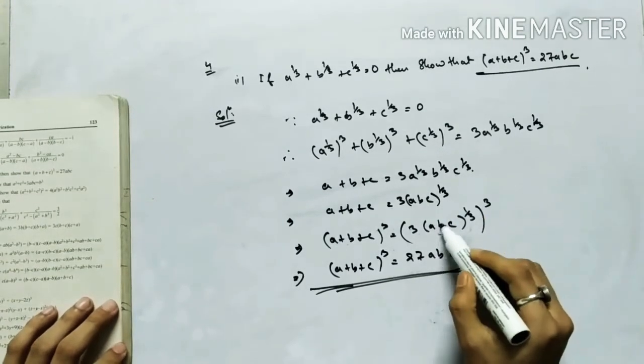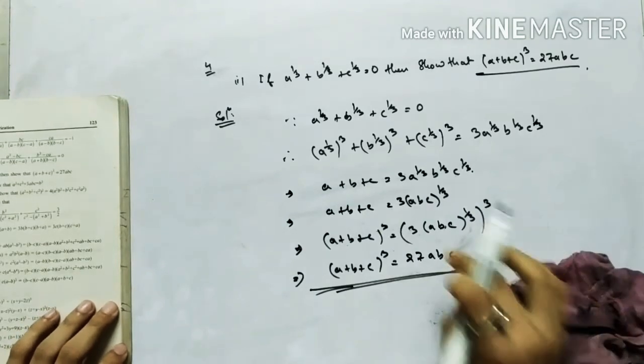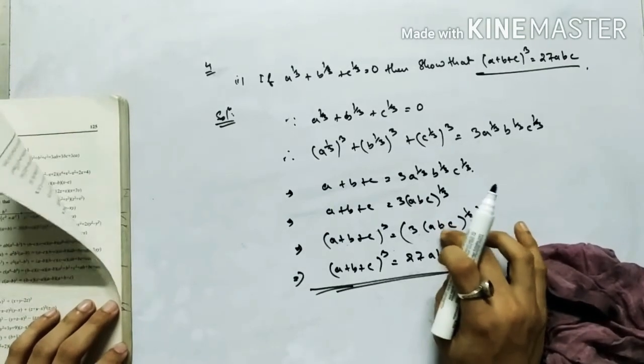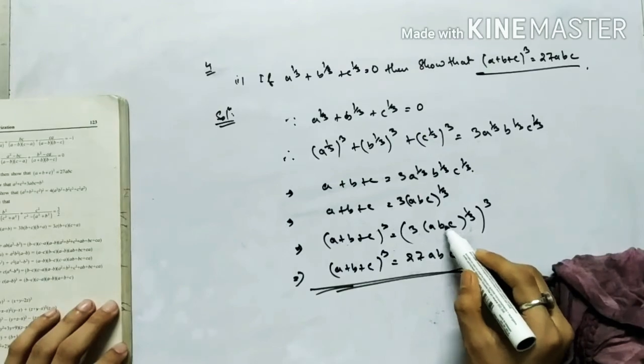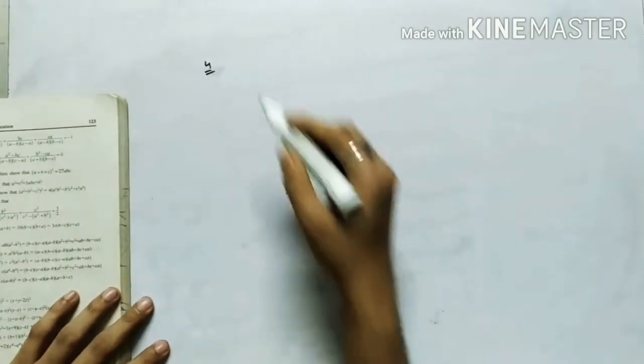So next I will go to question number 4. Type 4 number 2.